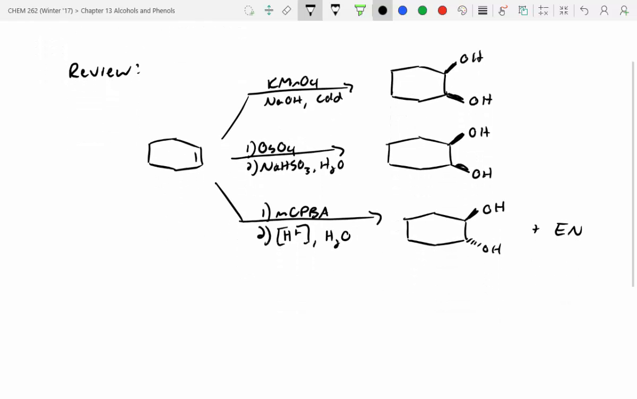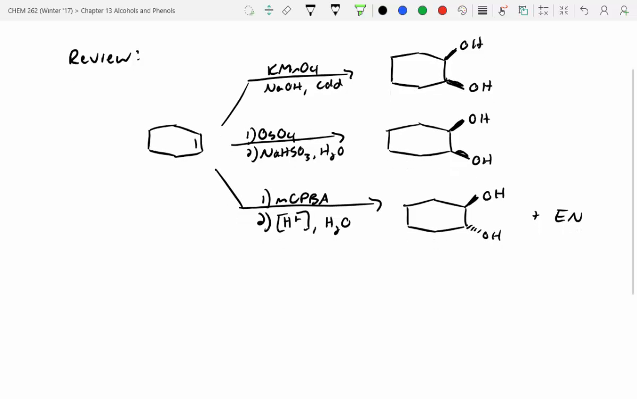So diols are really important. However, they've got some goofy naming rules. So I wanted to briefly go over the naming of diols.